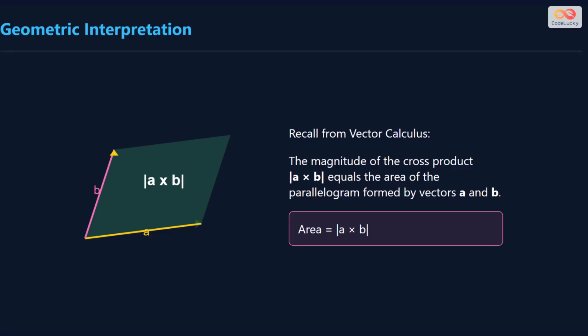This brings us to a crucial fact from vector geometry. The area of a parallelogram formed by two vectors, a and b, is exactly equal to the magnitude of their cross product. This geometric property is the link between our vectors and the area we want to find.